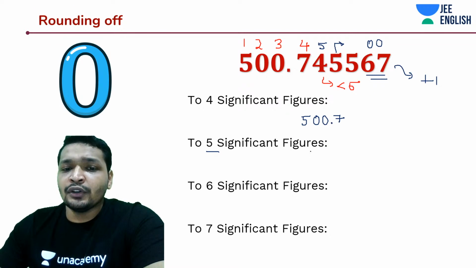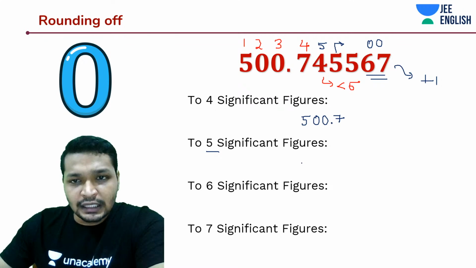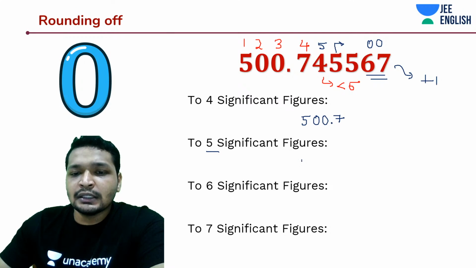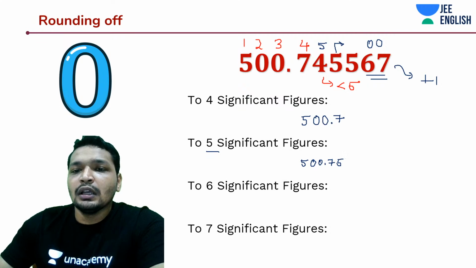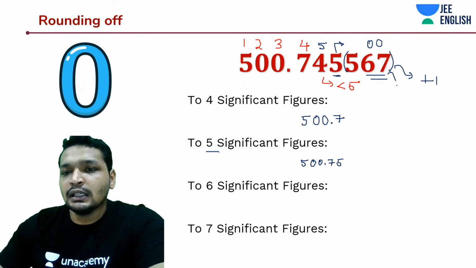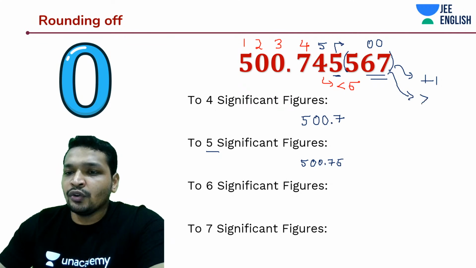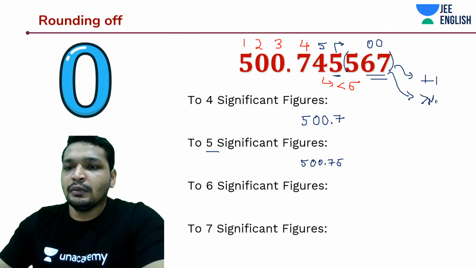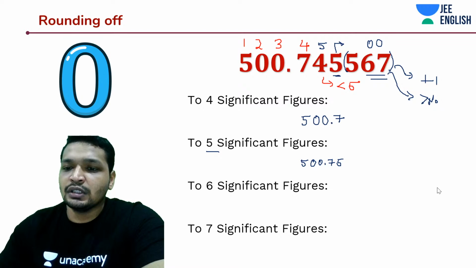So if I have to round it off to the 5th significant figure, what am I going to do? I'm going to increment this by 1, because this 5 is followed by something that is non-zero. Just understand it as non-zero.